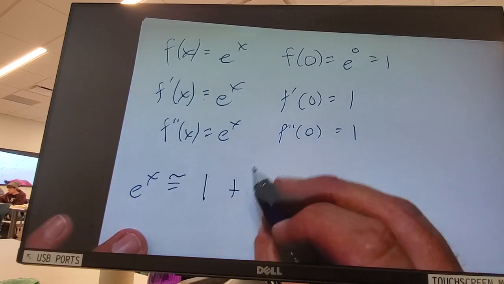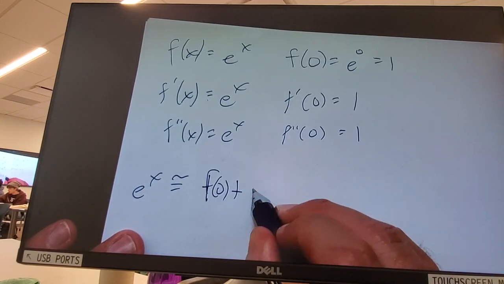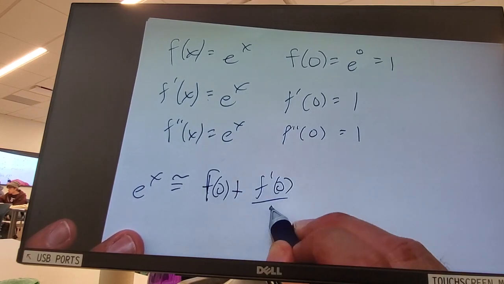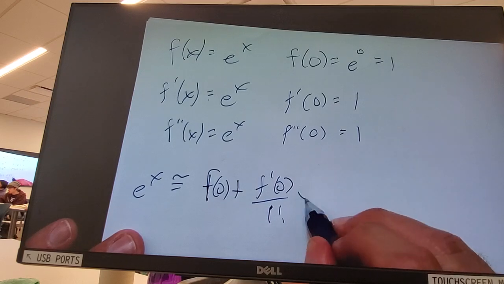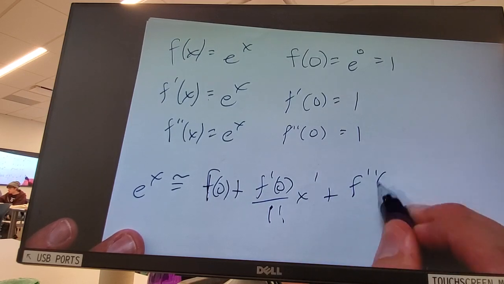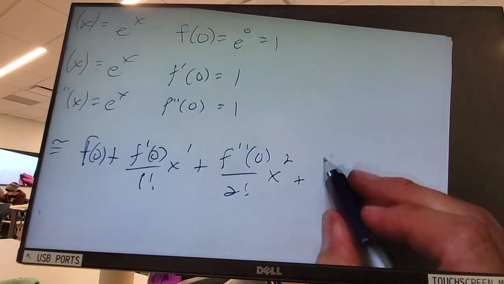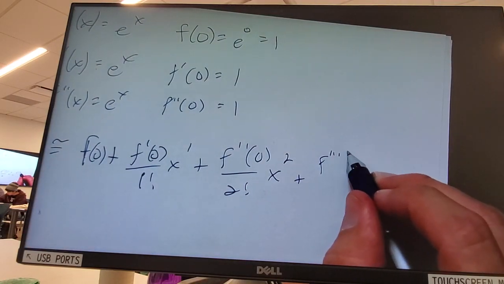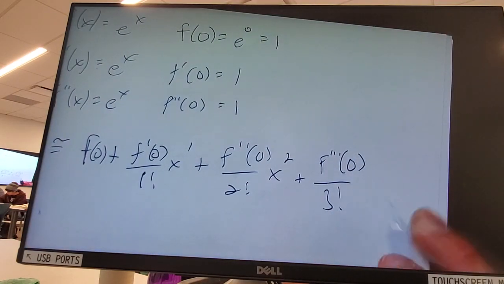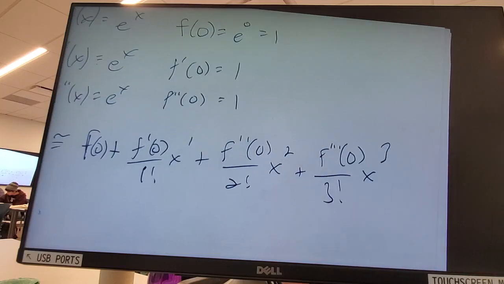All right, so let's do it this way. f of 0 plus f prime of 0 over 1 factorial x to the first plus f double prime of 0 over 2 factorial x squared plus, this is kind of nice. Look, look, look. Third derivative, 3 factorial, third power. Do you see that? Every term, the derivative I'm doing, the power x needs, and the factorial on the bottom are all the same number.